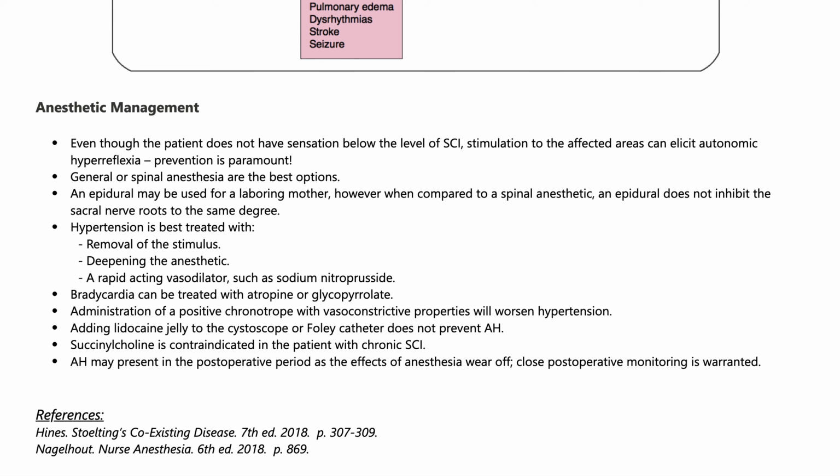Hypertension is best treated by removing the stimulus, deepening the anesthetic, or using a rapid-acting vasodilator such as sodium nitroprusside. Bradycardia can be treated with atropine and glycopyrrolate, and administration of a positive chronotrope with vasoconstrictive properties will worsen hypertension. Adding lidocaine jelly to the cystoscope or Foley catheter does not prevent autonomic hyperreflexia. Succinylcholine is contraindicated in the patient with chronic spinal cord injury, and autonomic hyperreflexia may present in the post-op period as the effects of anesthesia wear off, so close post-op monitoring is warranted.